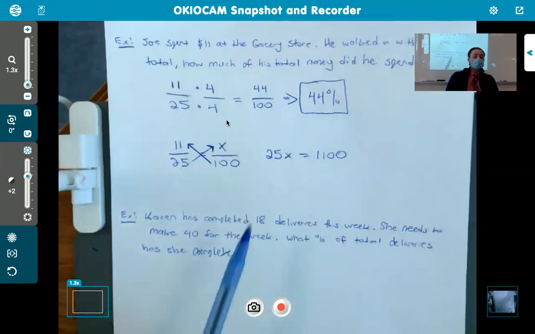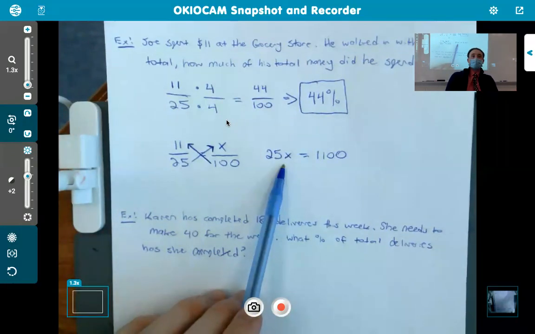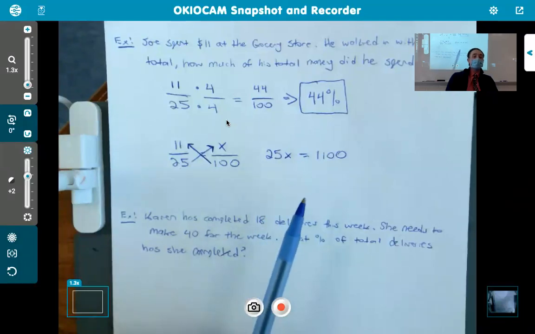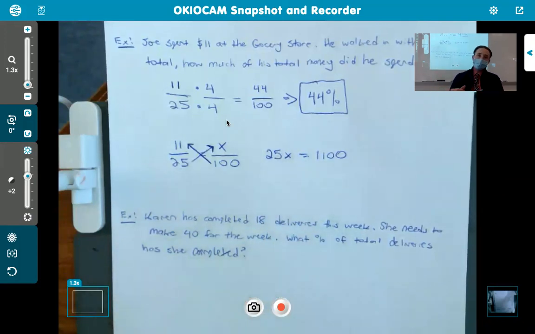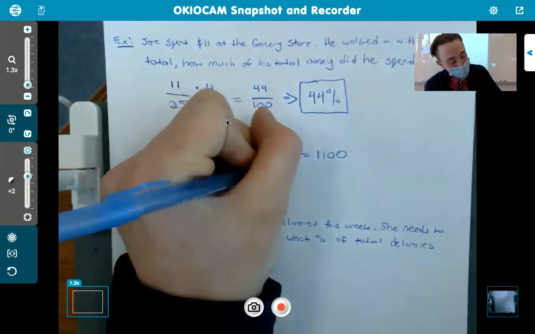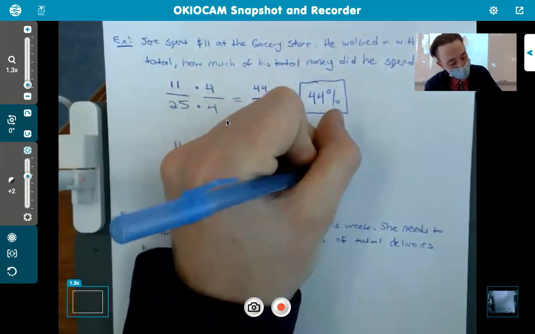I need to get x by itself. What do I have to do on both sides? Divide by 25. Good. Notice that I'm multiplying these two numbers together. Well, to undo multiplication, I do the opposite, which is division. So I'll divide both sides by 25.